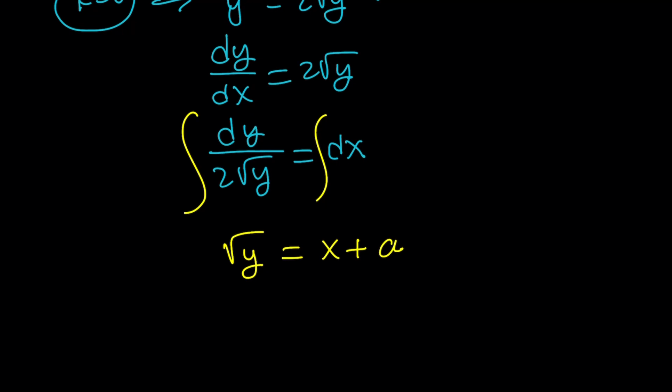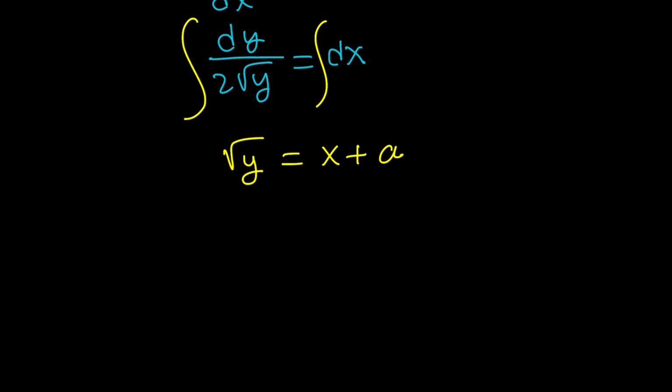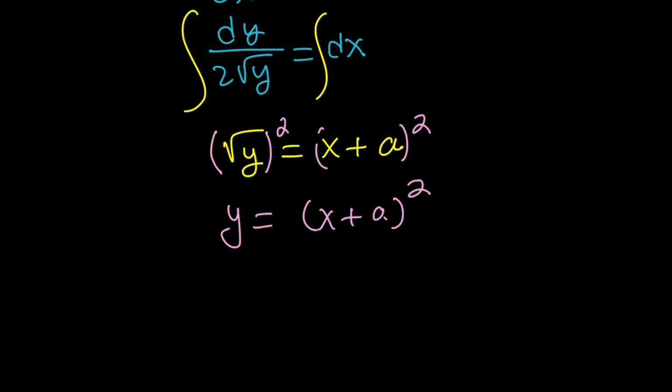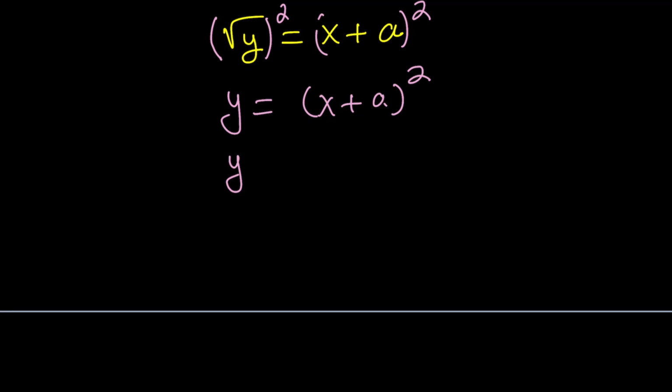And now, since we're trying to solve for y, let's go ahead and square both sides, right? And when we square both sides, we're going to get y equals x plus a quantity squared. Let's just remember that, okay? But we're going to expand. When we expand, we're going to get x squared plus 2ax plus a squared. Don't forget, a is a constant. So that looks like a solution, doesn't it? This is the solution to our differential equation.